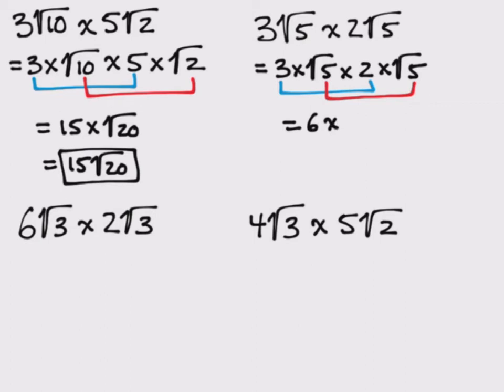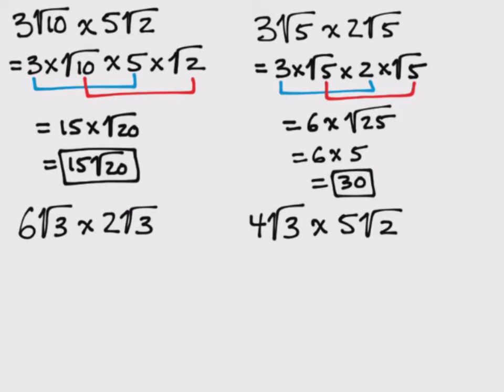That's great. And the square root of 5 times the square root of 5, you can think of that in two ways. Well, the square root of 5 times the square root of 5 is the same thing as the square root of 5 times 5, also known as 25. But 25 is a perfect square. The square root of 25 is just 5. So we end up with 6 times 5, which is 30.